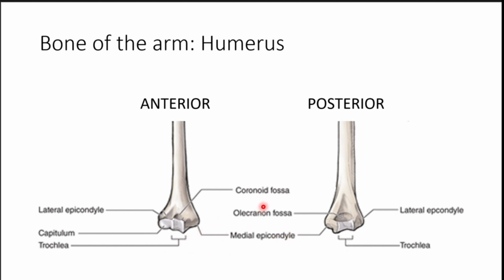Superior to the trochlea, we have the coronoid fossa anteriorly, and then posteriorly we have the olecranon fossa. Both of these fossae are impressions for the ulna of the forearm to sit inside of.